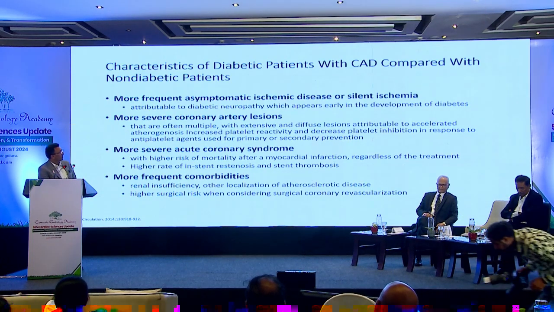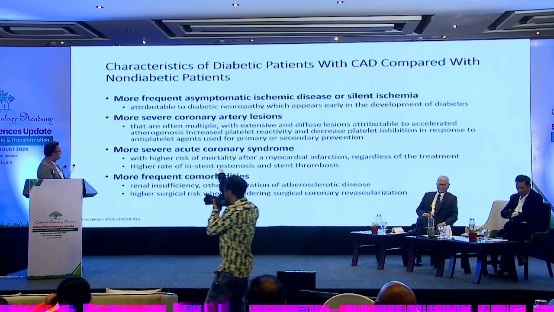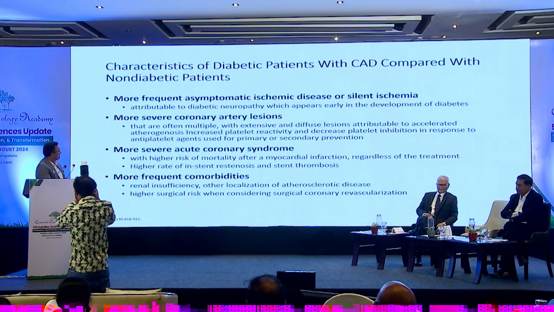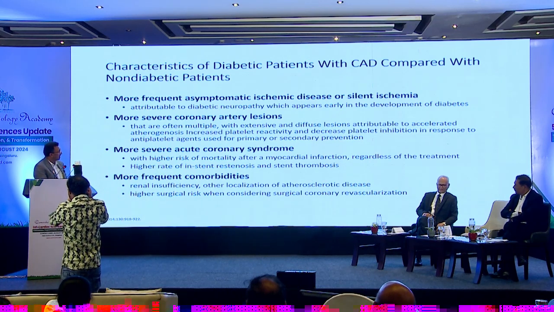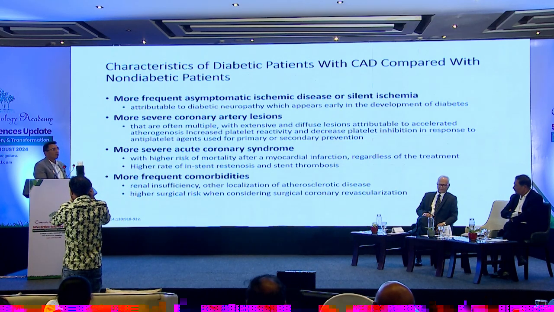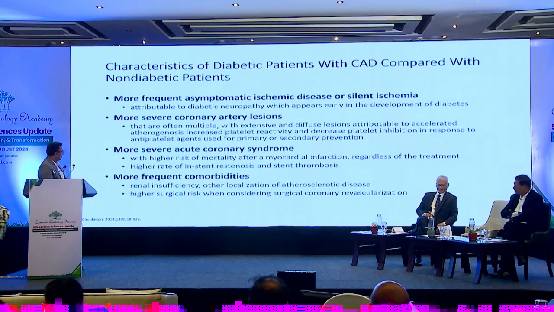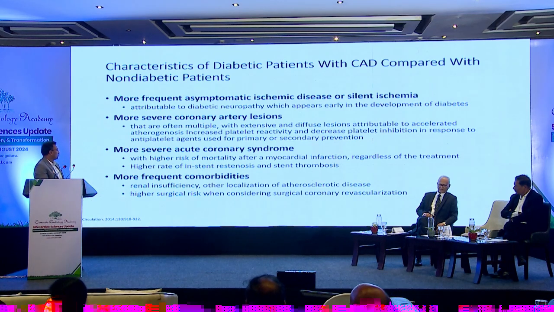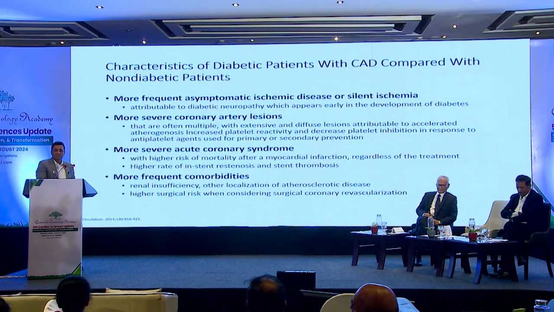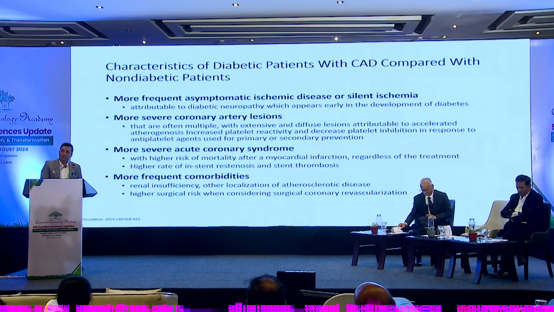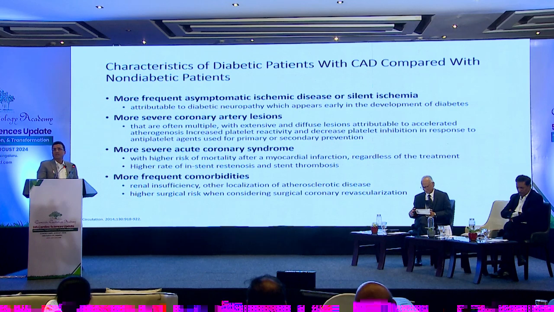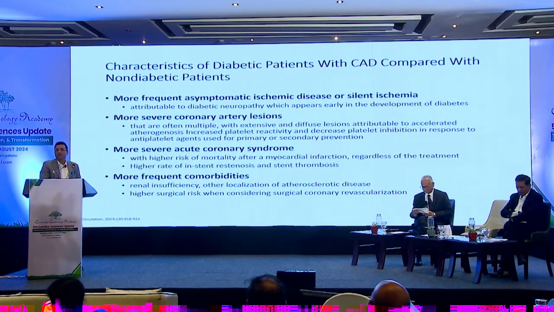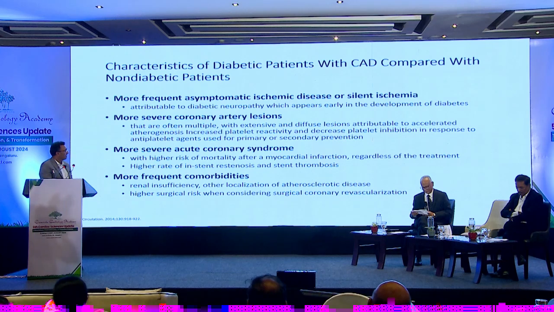So more frequent asymptomatic or silent disease even when they have very advanced disease, and they are more likely to have triple vessel disease, and the acute coronary event tends to be more severe, and they have more frequent comorbidities like renal dysfunction or atherosclerosis in other areas such as cerebrovascular disease, peripheral vascular disease, which also adds to the challenges when they have to go for revascularization such as PCI or even during CABG.